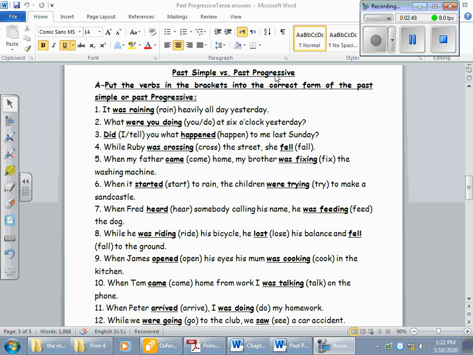How could we form the past progressive? We put the verb to be in the past simple tense, which is was or were, plus the verb plus ing. Okay, guys, so now we will apply. We will open our grammar booklets on page 26.